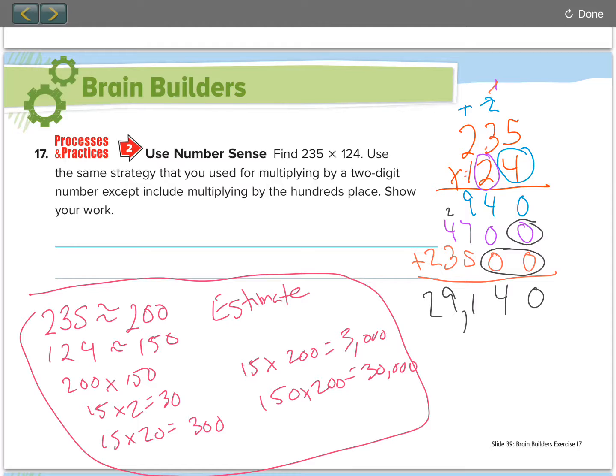Now I add 940, 4,700, and 23,500, and I get 29,140. That is close to my estimate of 30,000.